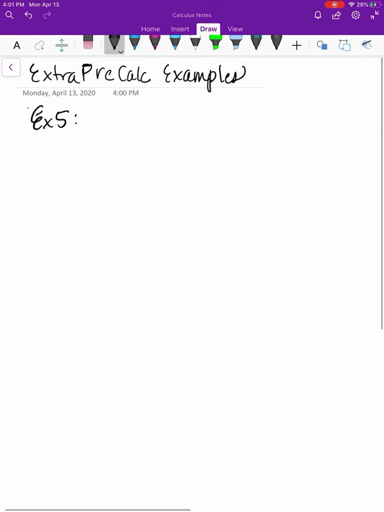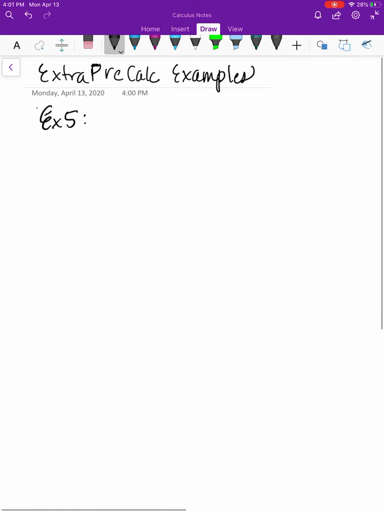Here are a couple of examples of graphing a trig function. And I called it example number 5 because I counted the ones that we just did, and it seemed like this was the 5th one.